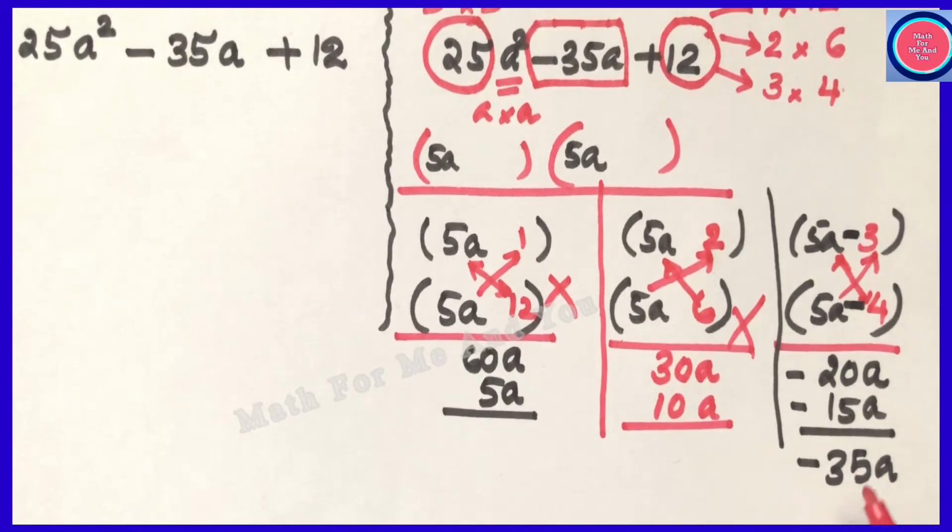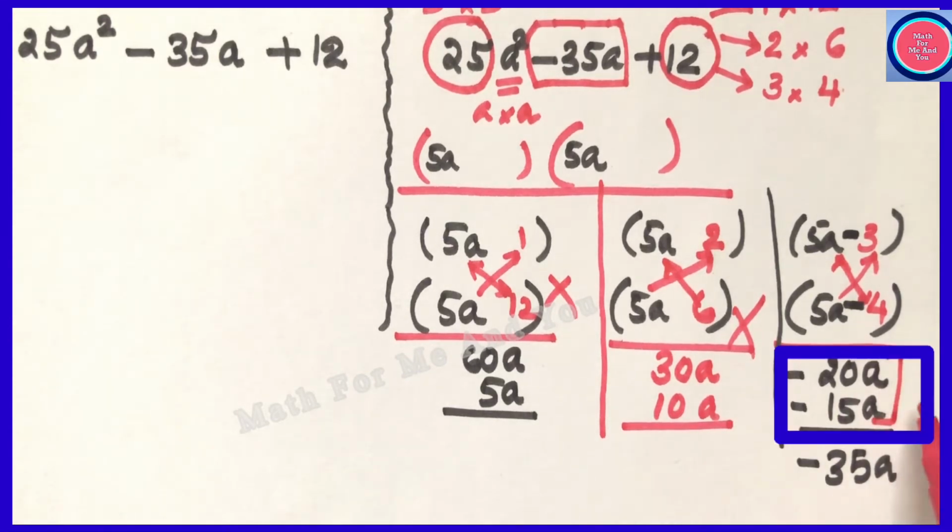How to split the middle term? See, here we get an idea how to split the middle term. We have to split the middle term as minus 20a and minus 15a. And what will be our factors? The factors will be 5a minus 3 and 5a minus 4.